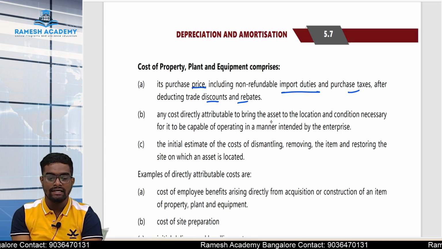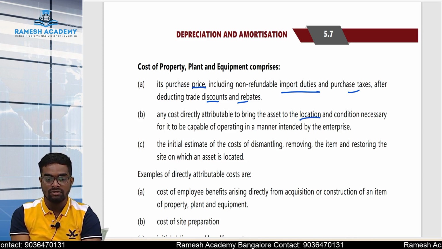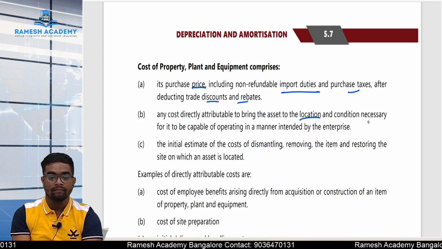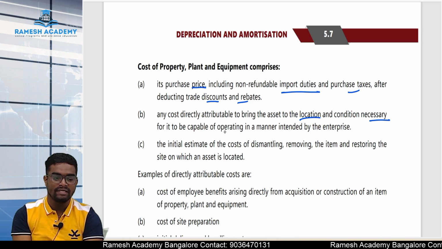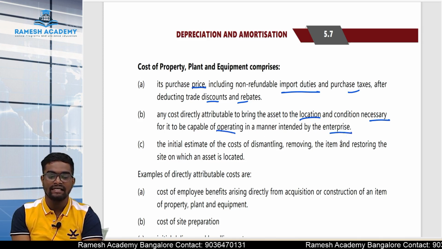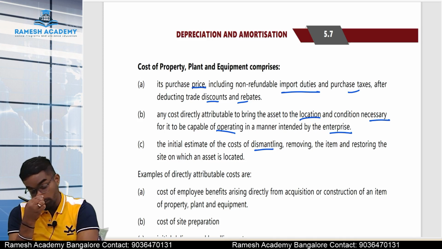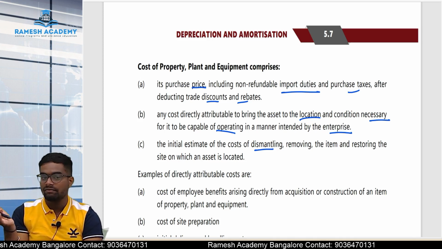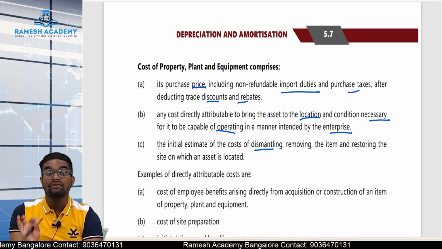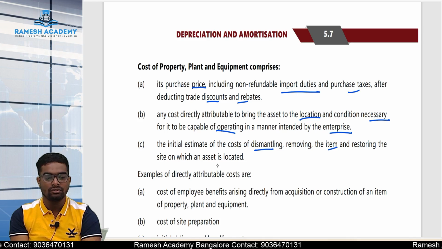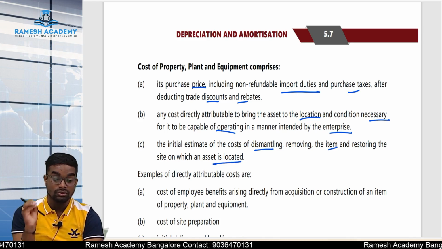Any cost directly attributable to bringing the asset to the location, for example transportation cost, coolie, anything, and the condition necessary for it to be capable of operating in the manner intended by the enterprise. The initial estimate of the cost of dismantling, because we have to dismantle at the end of the useful life, or removing the item, or restoring the site on which the asset is located. So that cost also you should add.